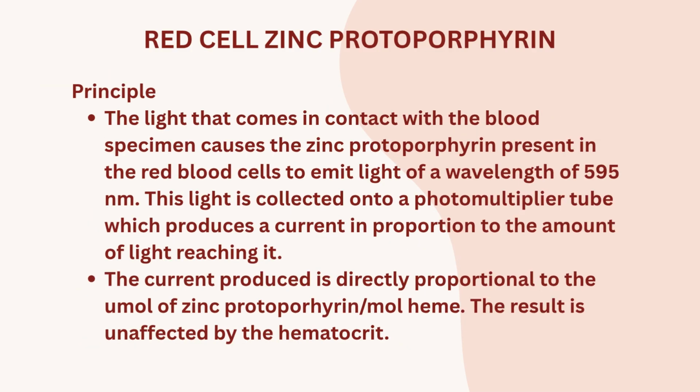The light that comes in contact with the blood specimen causes the zinc protoporphyrin present in the red blood cells to emit light of a wavelength of 595 nanometers. This light is collected onto a photomultiplier tube, which produces a current in proportion to the amount of light reaching it. The current produced is directly proportional to the micromoles of ZPP, or zinc protoporphyrin, per mole heme. The result is unaffected by the hematocrit.